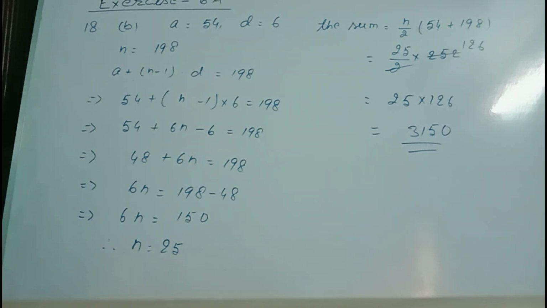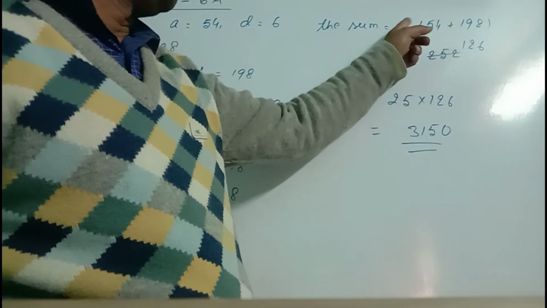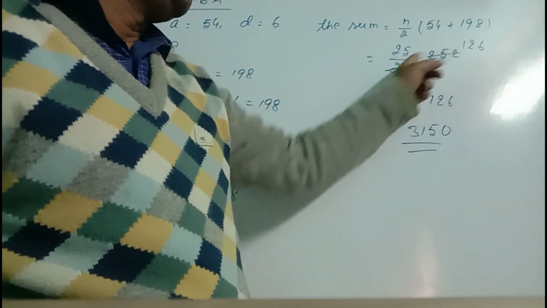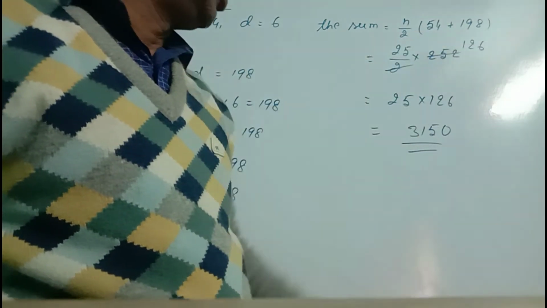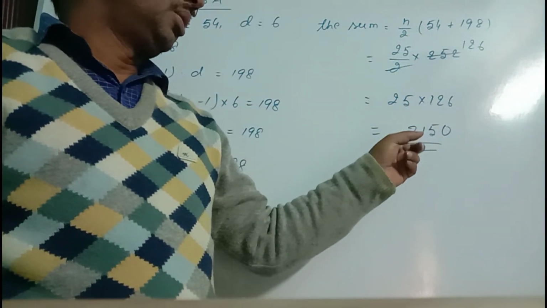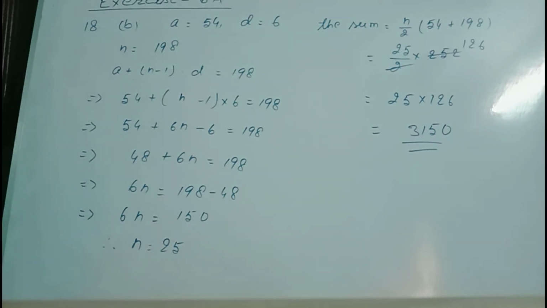Now the sum is equal to n by 2 into the first and the last term. 25 by 2 into 252, this plus this is 252. These two are cancelled, that is equal to 126. Now I have multiplied these two and got 25 into 126 equal to 3150. That is the sum of the terms.